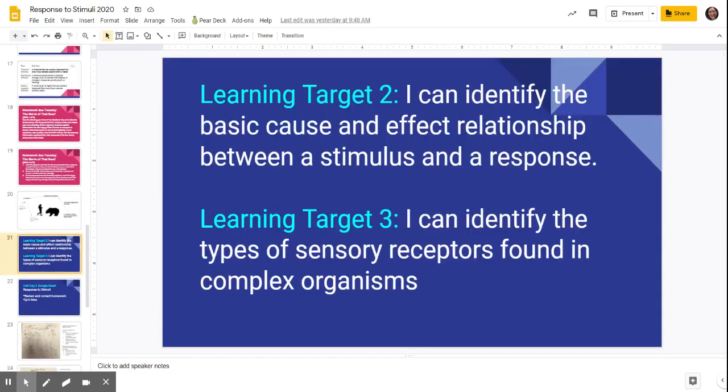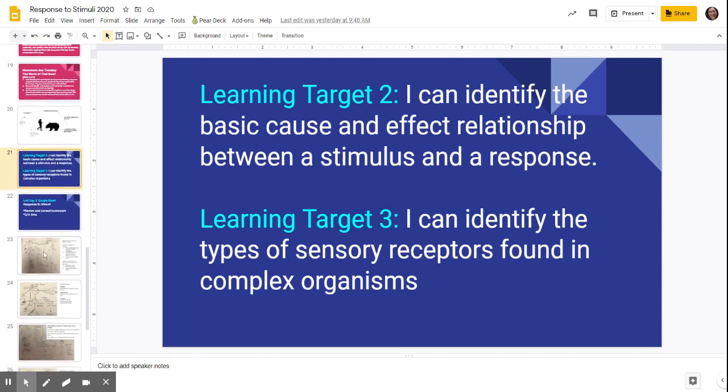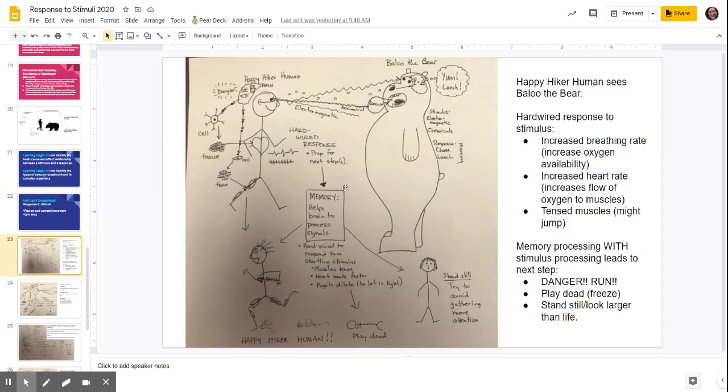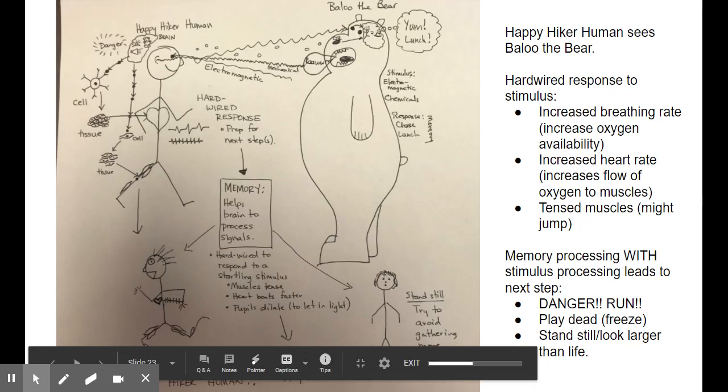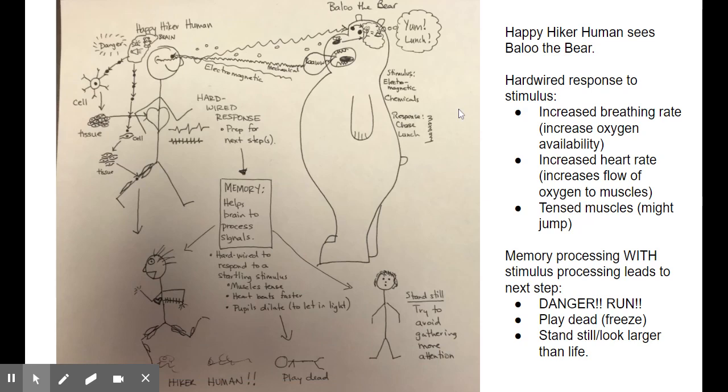Today in class, we spent some time looking at the types of sensory receptors found in complex organisms. We did that with your quiz. And so now we're going to work on this basic cause and effect relationship between a stimulus and a response. So this is the happy hiker human and Baloo the bear. And I'm going to go through this with you so that you can see some basic information about happy hiker human and Baloo the bear.